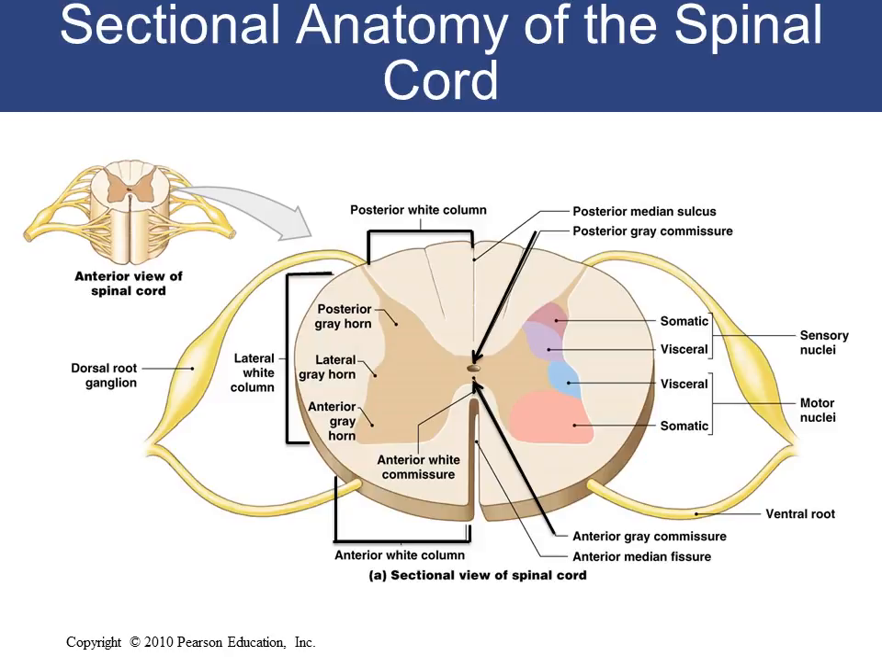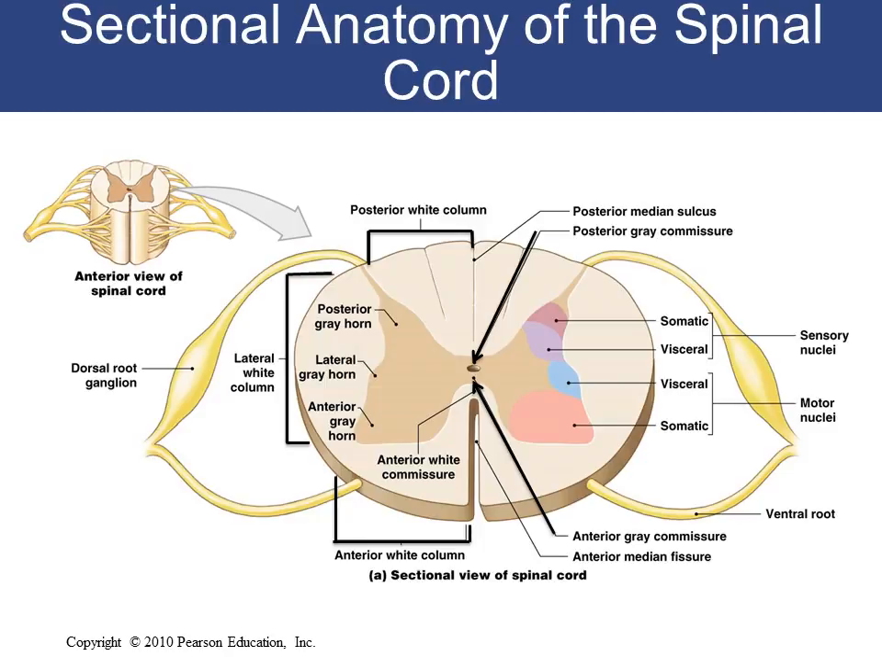And the gray matter of the spinal cord also has horns. We have the first one, which is the posterior horn. I can see in the diagram that it projects posteriorly. We have the anterior horn that projects anteriorly, and we have the small lateral horn that is lateral. And these horns consist of gray matter. They consist of cell bodies of interneurons and motor neurons, and also they have neuroglial cells and unmyelinated axons.